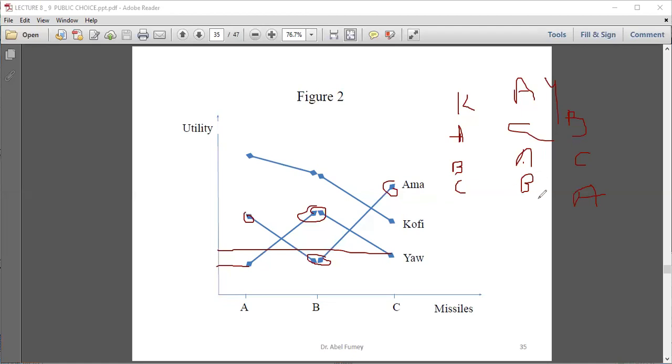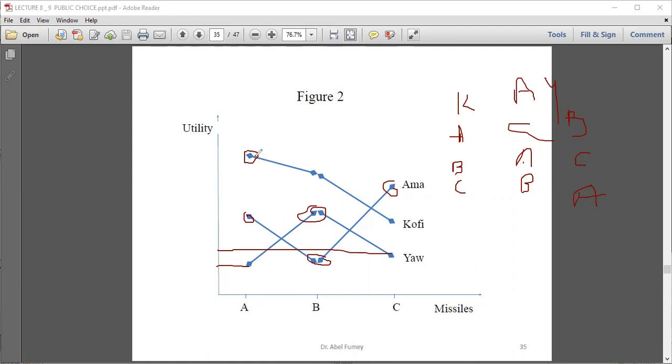Now, when we talk about the single peak and then the double peak preferences, if you have a single peak preference, something like Yao and then Kofi, as soon as you move from that ultimate choice, that's your first choice, it doesn't matter the direction that you move to, the utility that you get from the other choices must decrease. So if you take Kofi, A was the option with the highest utility. From here, we see that Kofi preferred A to all the others.